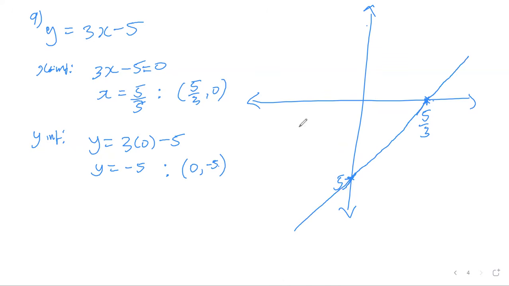Connect the two to give you a straight line, and that is our straight line there. All right. Okay, so that's how to sketch a straight line. Let's then look at how to sketch the graph of a quadratic function.